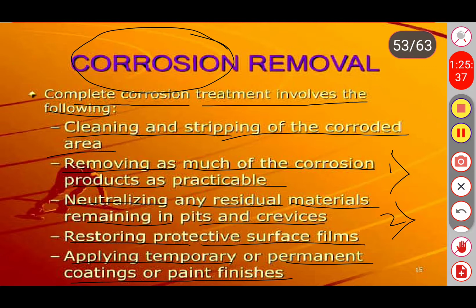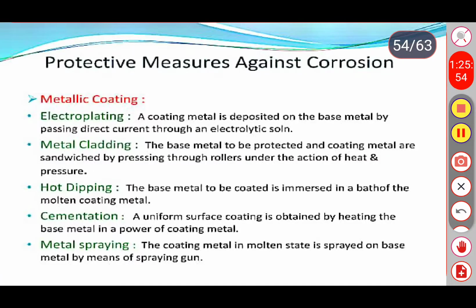Okay, see here, some protective measures against corrosion. First one, metallic coating. Electroplating is the first method. A coating metal is deposited on the base metal by passing direct current through an electrolytic solution. So this is the first method.